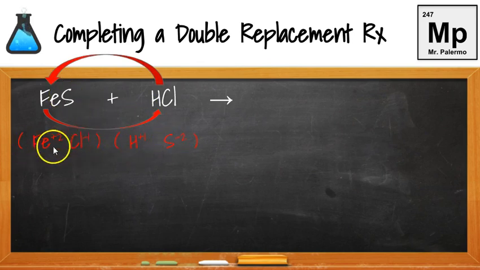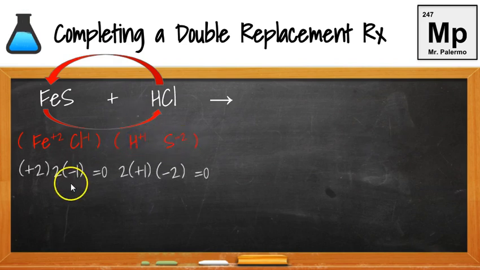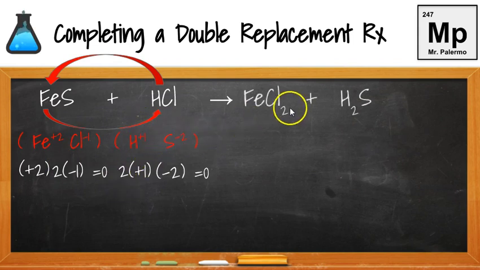And now we're going to set both of these equal to 0 to figure out how many we need of each of our ions. So we have a +2 and a -1, so we're going to need 2 Cl's here, and then +1 and -2, we're going to need 2 H's here. So now we can set them both equal to 0, so I know that I need 1 Fe and 2 Cl's, and then 2 H's and 1 S. And so we write our chemical formulas as FeCl2 and then H2S.